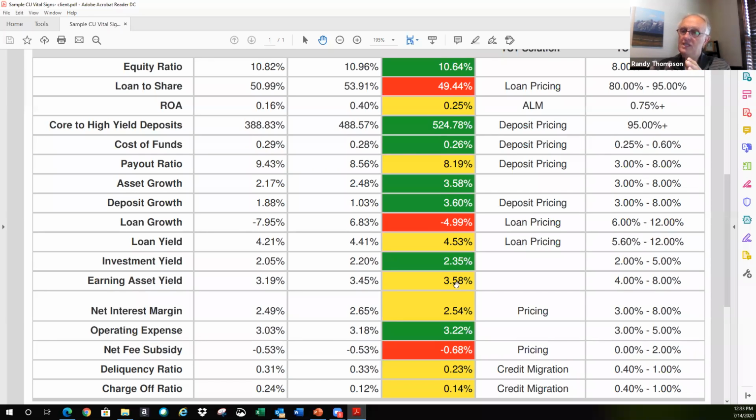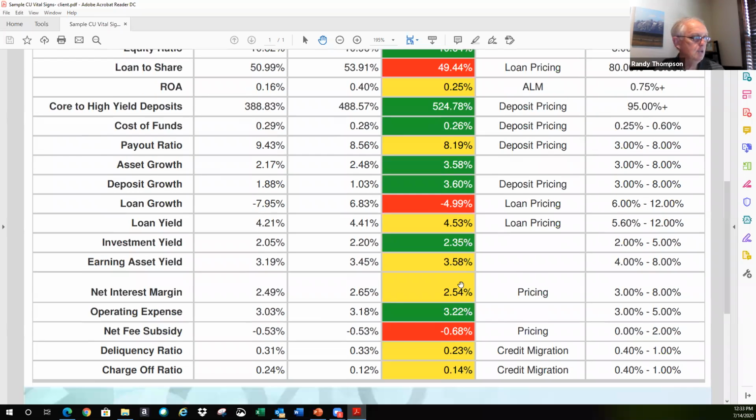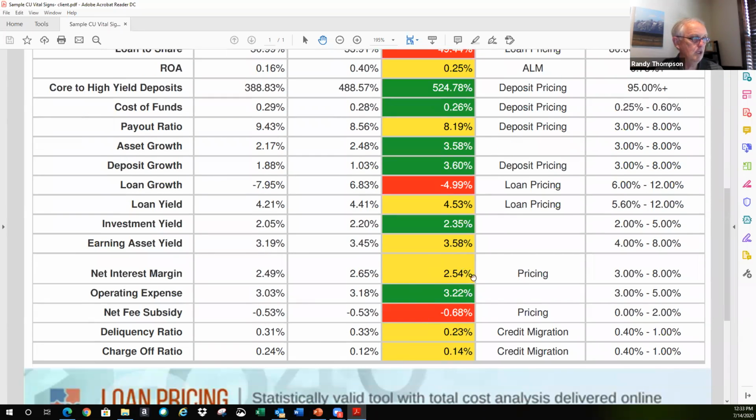So again, what's the health of this credit union? We can target specific areas that are problematic that need attention. And it appears loan growth and loan pricing are problematic and need attention. Let's go down to one other area. I'm going to go two more areas here just to go through.